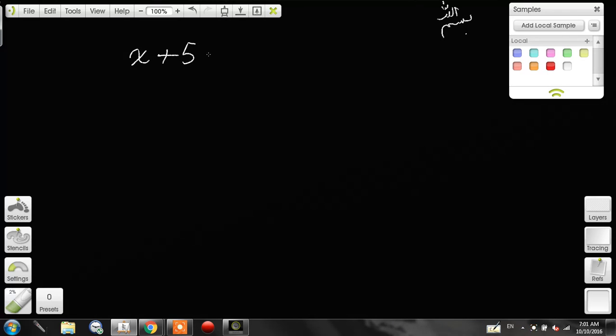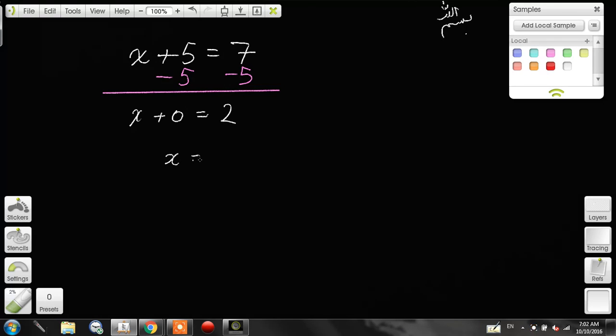How about this? x plus 5 equals 7. Okay, now in this case, the 5 is attached to the x with the addition sign. So we do the opposite operation. So we subtract 5 from both sides. Because if you subtract 5 from both sides, then you get x here. 5 minus 5 is 0. 7 minus 5 is 2. This is just x equals 2. So we do the opposite operation, like that.